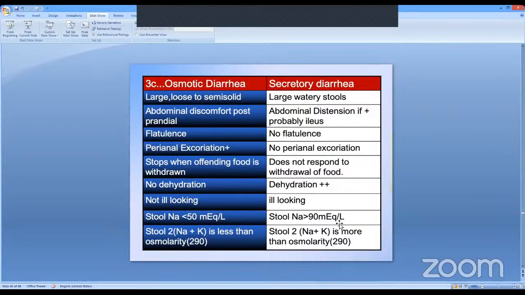Not ill looking, versus always ill looking. Stool sodium less than 50, and stool sodium more than 90. You think of the huge amount of sodium loss in secretory diarrhea. And stool 2 into sodium plus potassium being less than osmolarity is an indicator of osmotic diarrhea. And if it is more than 290, it is an indicator of secretory diarrhea.